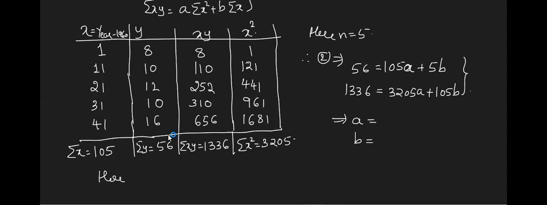Ma'am, 0.16 and 7. 0.16. No other digits after this? No, ma'am. And then b? 7.84, only. See, at least you should write 4 digits. If not there, then that is okay. Yes, all are getting the same. See, while taking in the equation, you should take properly. Take 105, 5, and then 56.